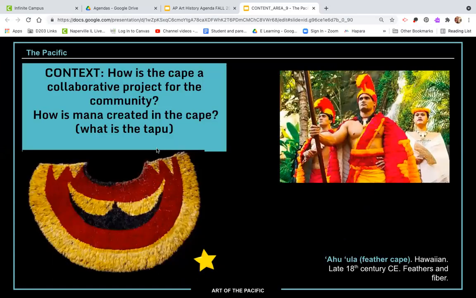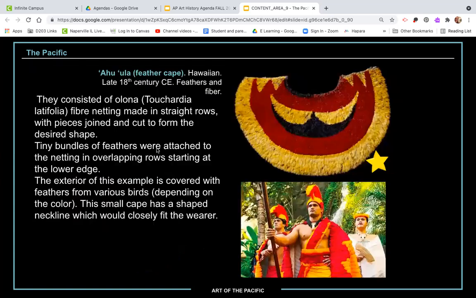Okay, so how is the Cape a collaborative project in the community? Does anyone see that in the reading? How is this a collaborative project? Anyone know? How is mana created in the Cape? Like, what is the tattoo?